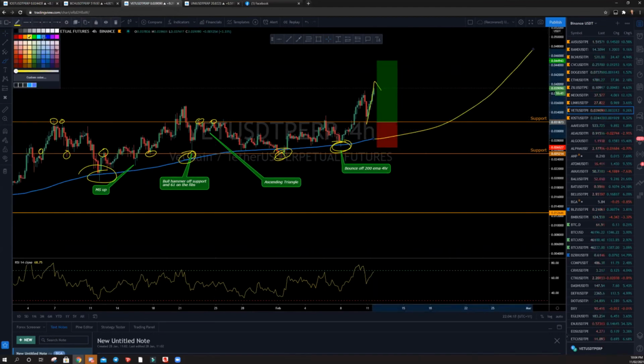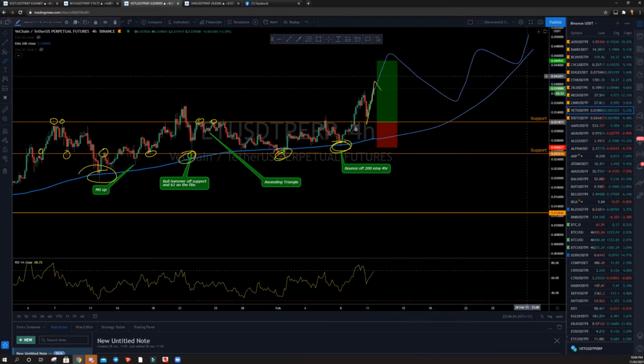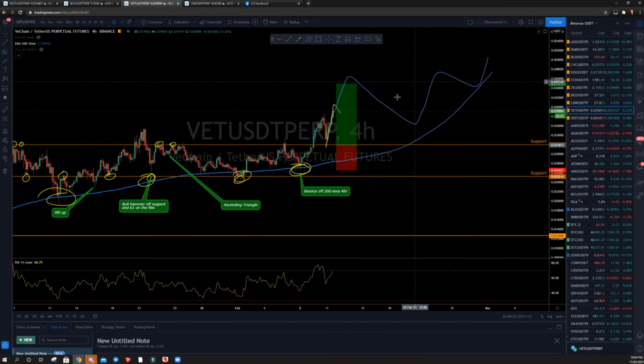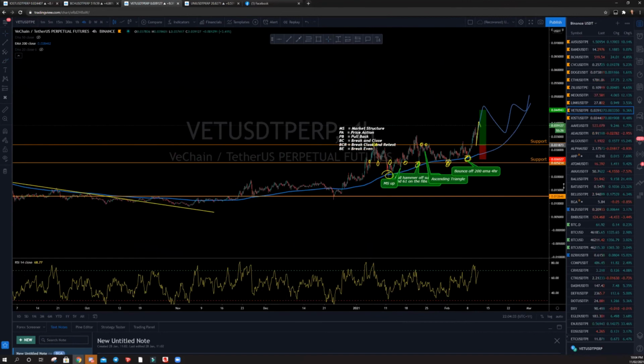So I can probably tell you the 200 EMA will work its way up like that, and it'll most likely retest that 200 EMA and work its way up. So I would be hanging on to that one, and just get your money out of it.